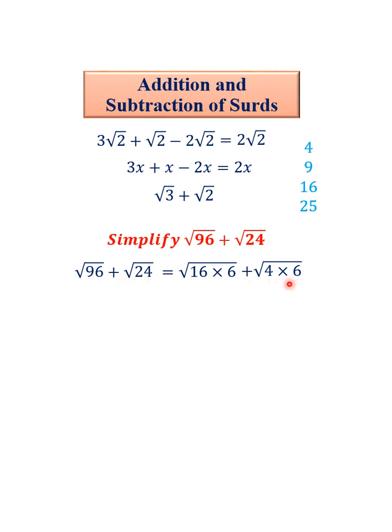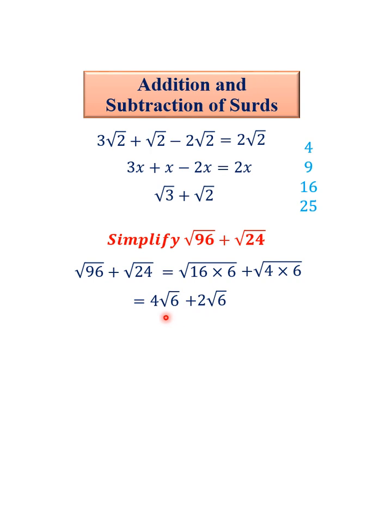We can now go further to simplify. The square root of 16 is 4, but the square root of 6 is irrational. So this becomes 4 root 6. So we have this as equal to square root of 16, 4. Square root of 6 is irrational, so we leave it as 4 root 6. Plus the square root of 4 is 2, and this becomes plus 2 root 6.